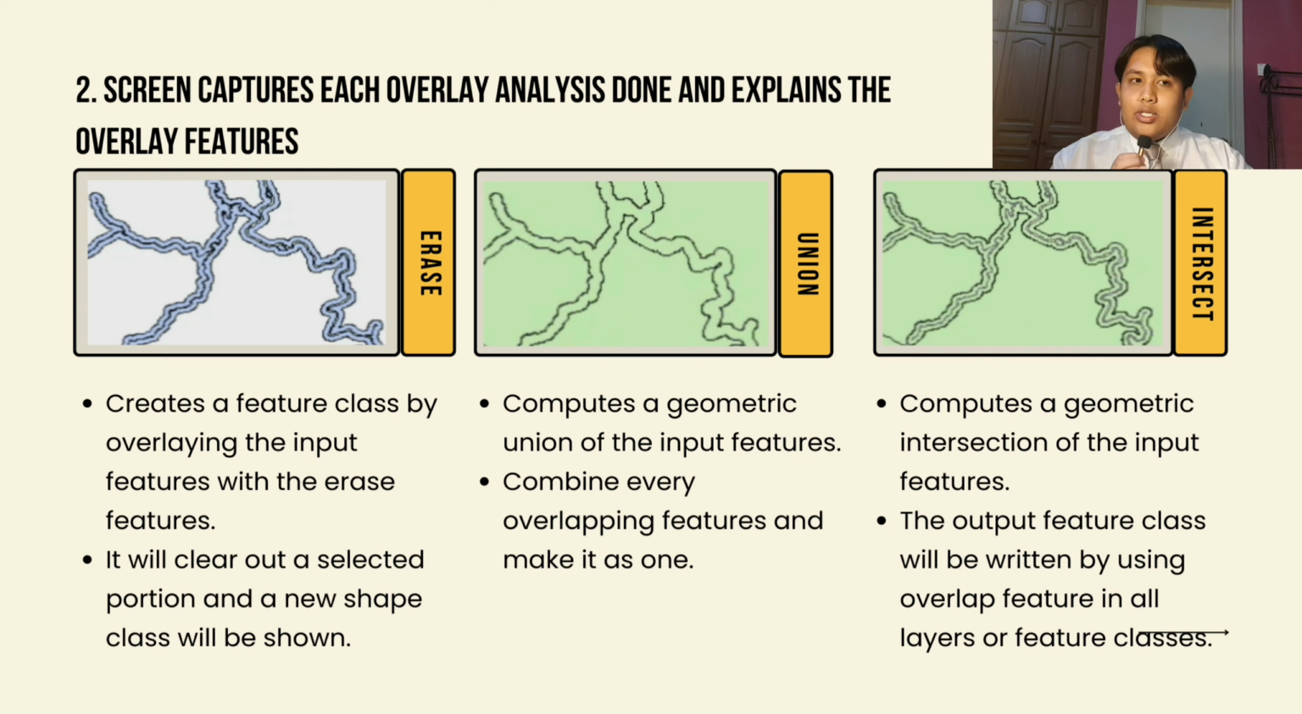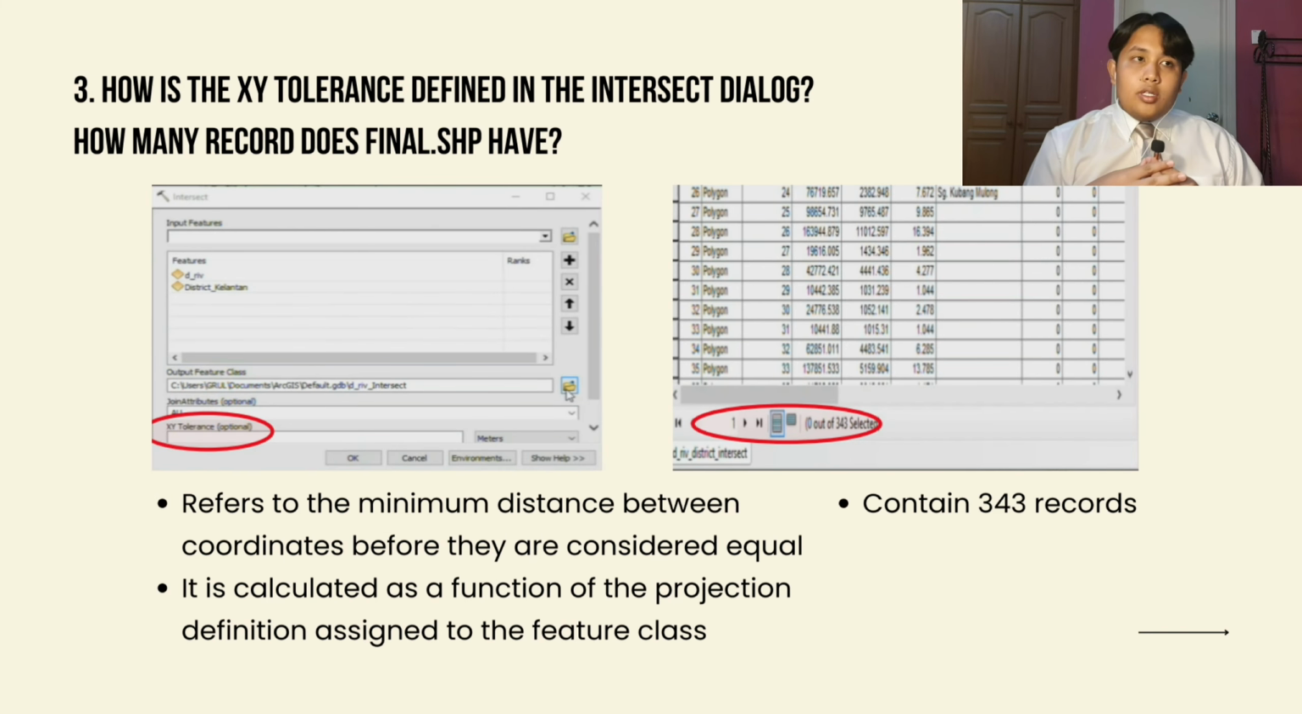Next is the intersect. Intersect computes a geometric intersection of the input features. The output feature class will be written by using the overlap feature in all layers of feature classes. And now the third one. How is the XY tolerance defined in the intersect dialog? And how many records does the final SHP have?